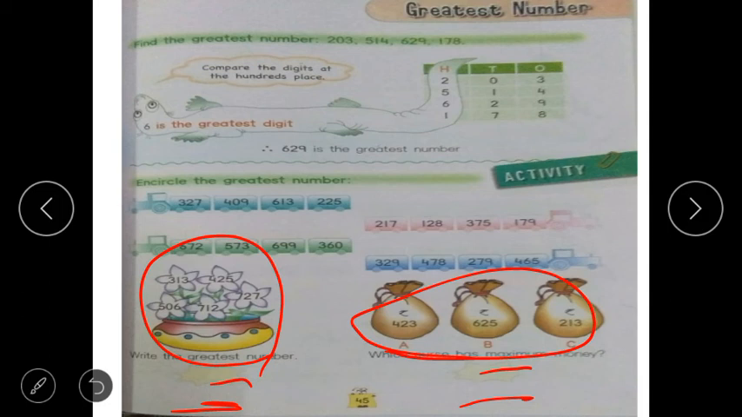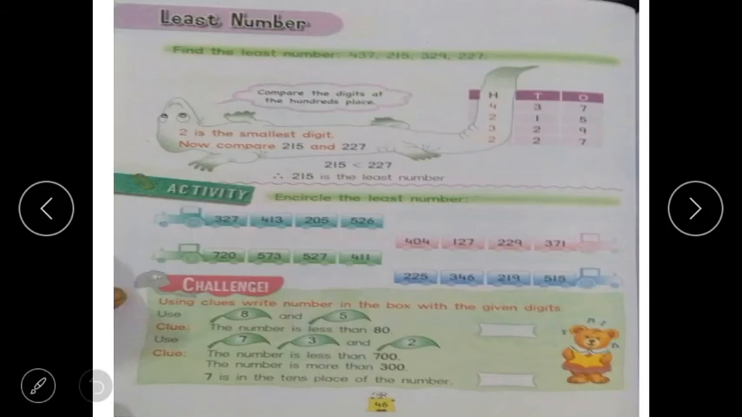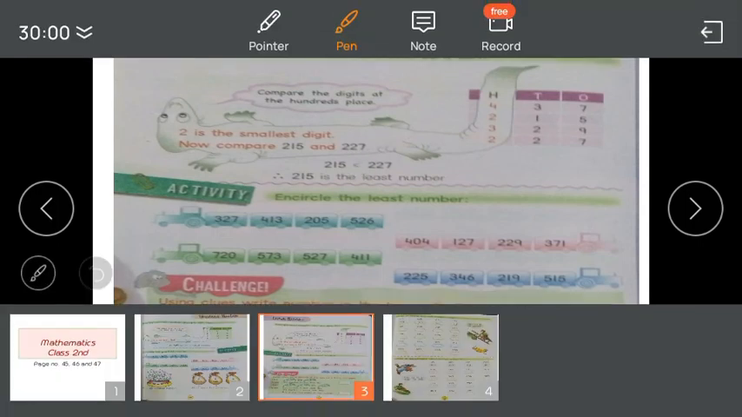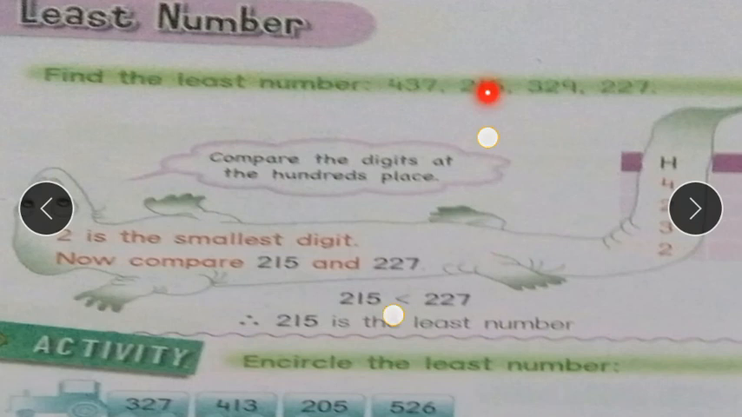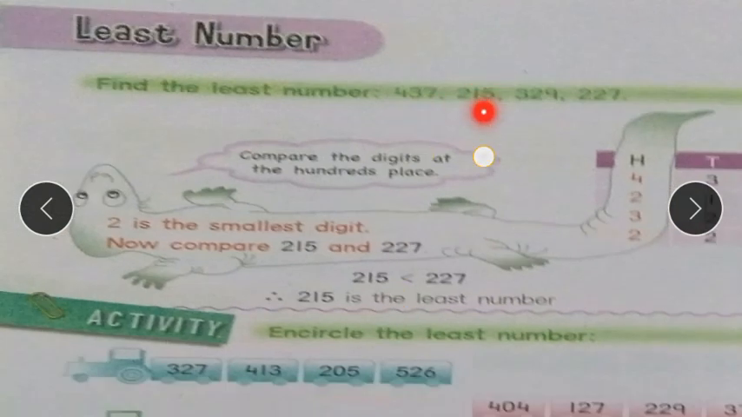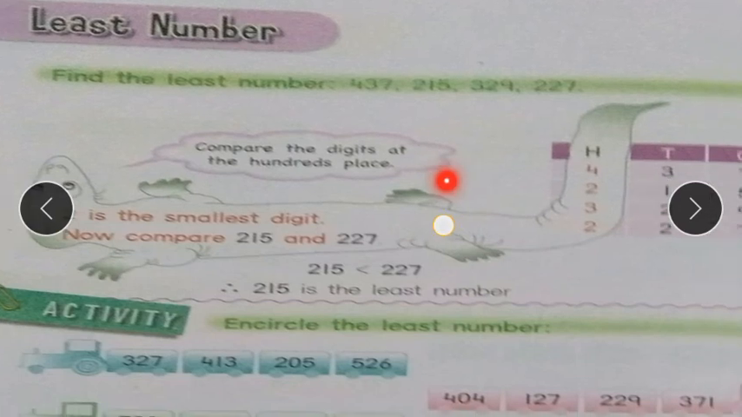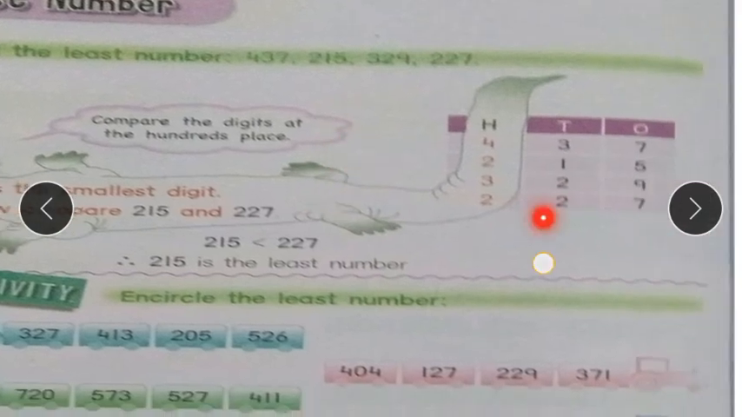Now look at the least number. Least number means the smallest number. The method is the same for the least number. Here some numbers are given: 437, 215, 329 and 227. Now you have to put them in the place value chart, hundreds, tens, ones. Write all the numbers in that chart, like 437, 215, 329, 227.